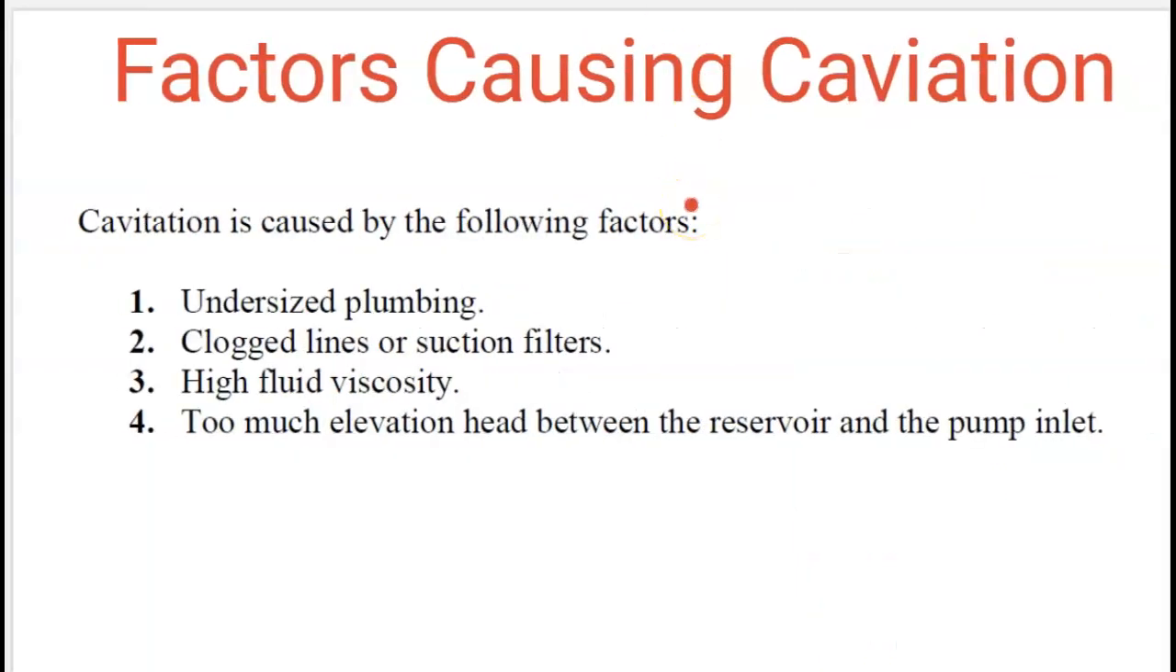Now, factors causing cavitation: undersized plumbing, clogged line, suction filter, high fluid viscosity, too much elevation head. You are trying to raise it very high between the reservoir and the pump inlet, and that will cause the cavitation.